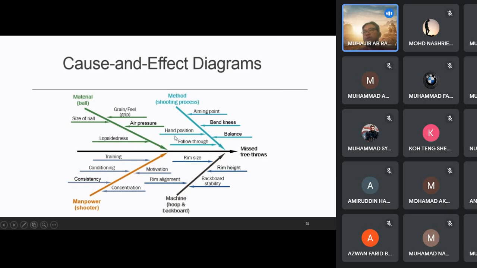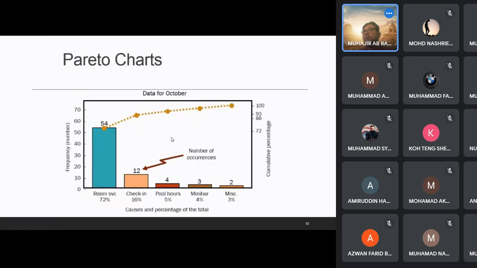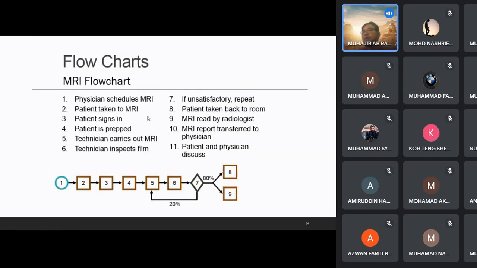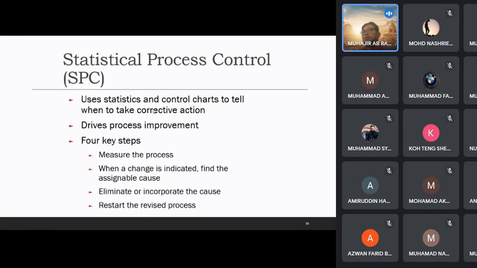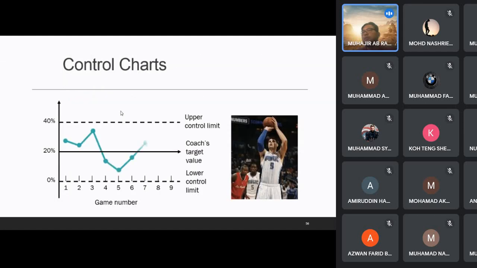This is an example of a cause and effect diagram. This is an example of a Pareto chart. A flowchart, example of it. SPC, you use statistics. And in this example, once you go beyond the upper control limit, it means you need to do something.